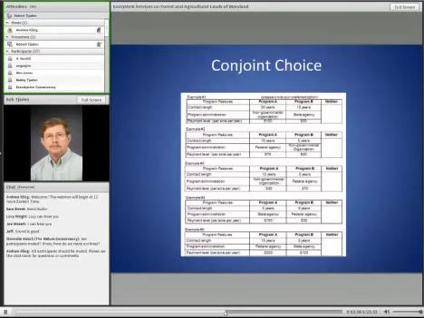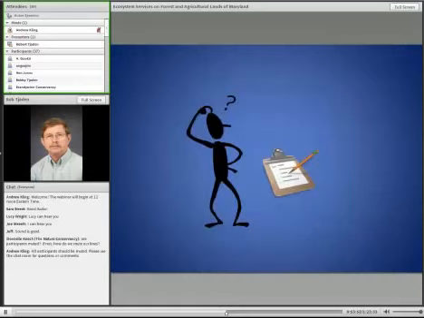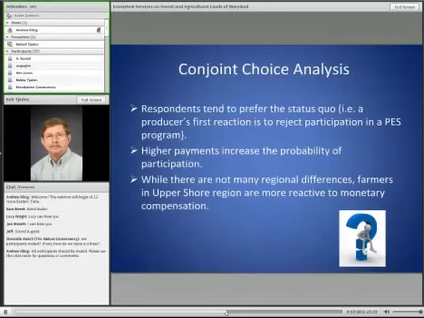Really forced the respondent to think about what was important to them. And our analysis is like this. The respondents in general tended to prefer the status quo. Their first reaction was to reject these programs. But then as they started going to example 2, 3, 4, or 5, and thinking about these different attributes, higher payments did increase the probability of participation.